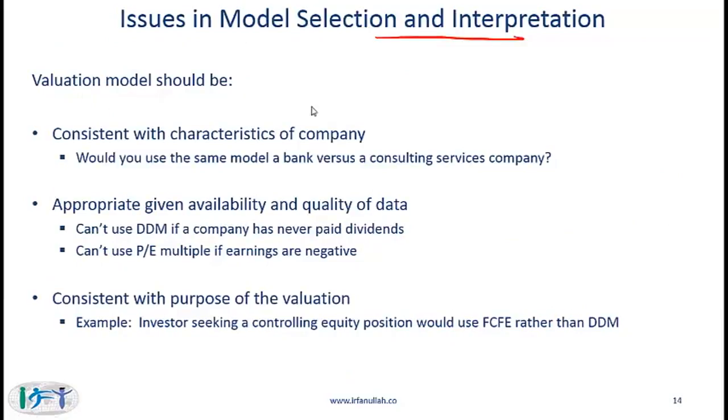Moving to issues in model selection and interpretation, and this is very testable. How do you figure out what model to use in what circumstances? The model that you come up with should be consistent with the characteristics of a company. You cannot apply the dividend discount model to all companies, especially let's say that you have Microsoft in the 1980s or early 90s, did not pay any dividend, but was profitable. Can you apply the dividend discount model there? Obviously not.